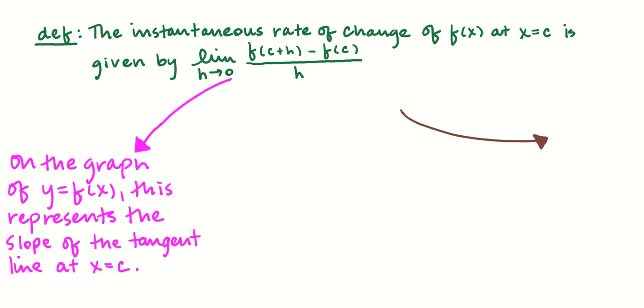So we're going to define the instantaneous rate of change of a function f at a point x equals c to be the limit as h goes to 0 of f of c plus h minus f of c divided by h. Okay, so let's go back over to my original drawing.